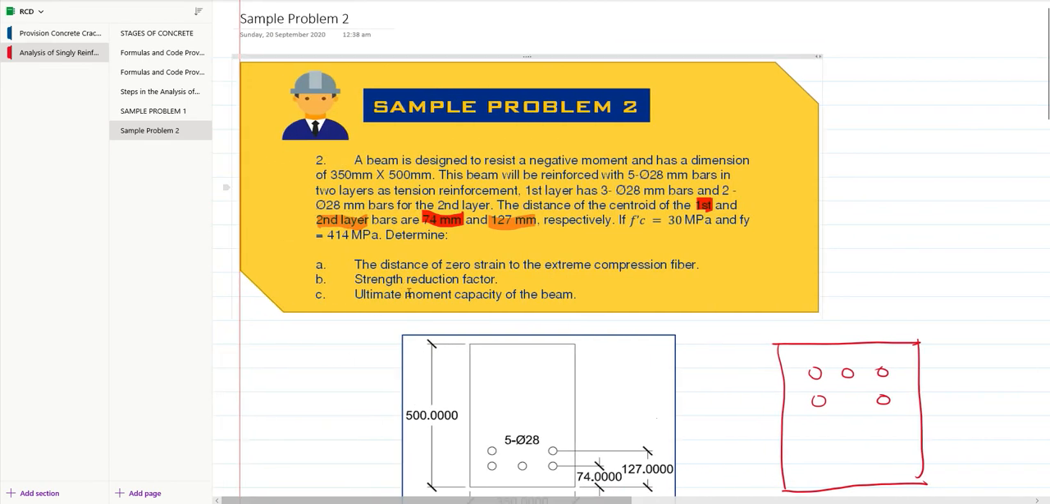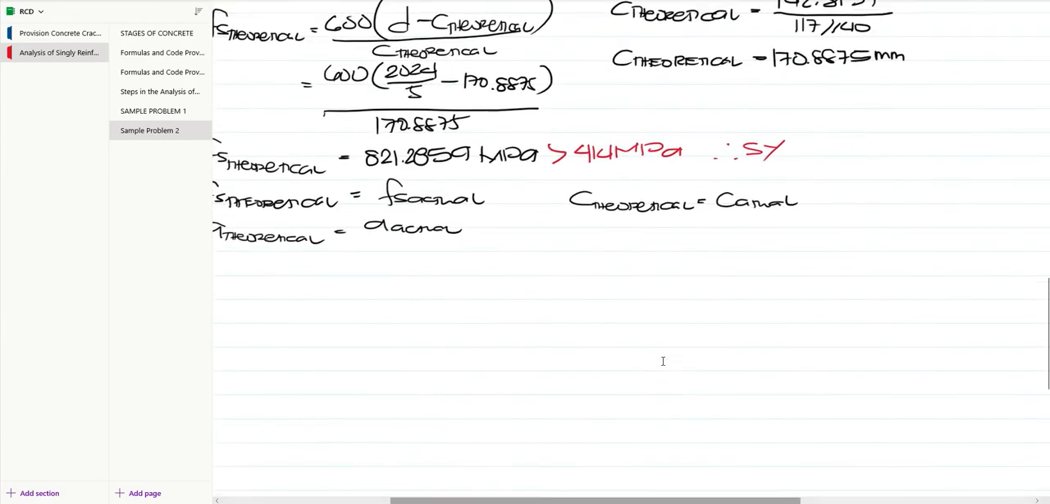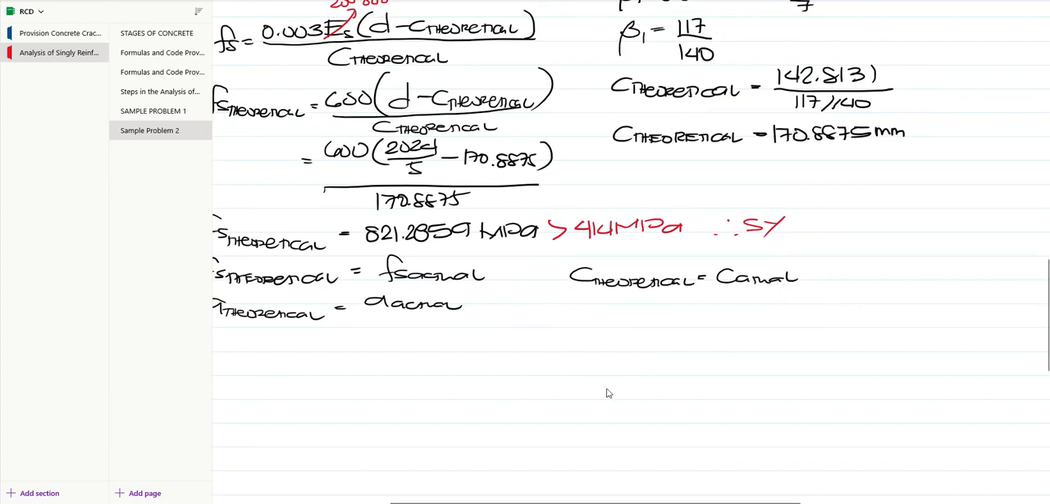So, yung pinadedetermine sa atin is the distance of zero strain to the extreme compression fiber. So, that is C. So, yung C natin is ibabox natin since siya yung required. So, our C actual is now equivalent to 170.8875. So, that is in mm. So, ito yung isang required natin.